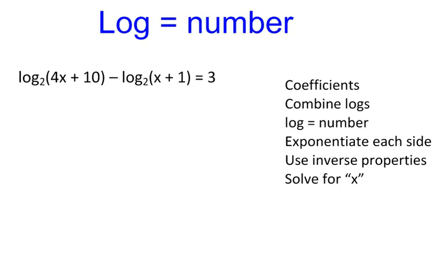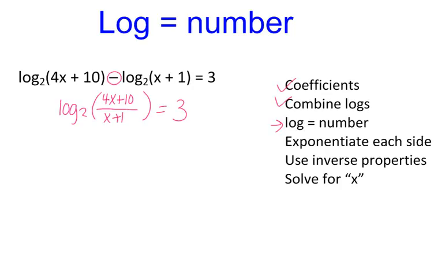Next example, same thing, make sure we're taking care of any coefficients or combining of logs, that condensing that needs to happen. Here we see that we don't have a single logarithm. They're separated with subtraction, so they condense to division. So we have log base 2 of 4x plus 10 over x plus 1 equals 3. Nothing more I can condense, no coefficients to worry about. So we're done here, we're left with log equals a number.